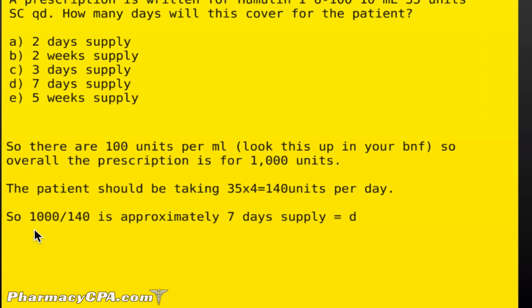Yeah, it's pretty straightforward. To be honest, in the exam, I wouldn't make the assumption that U equals 100, because it could be 100 units per 5 mil, couldn't it? Yeah, or 20 mil, however they write it.